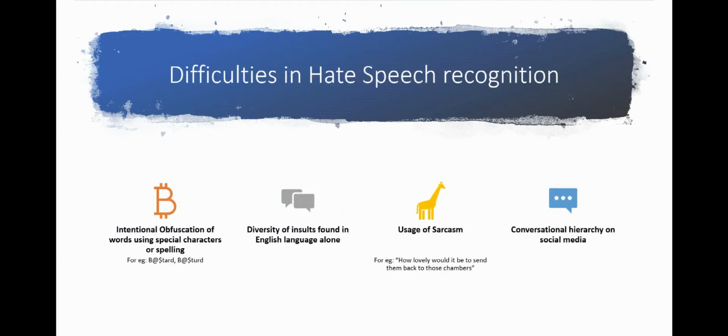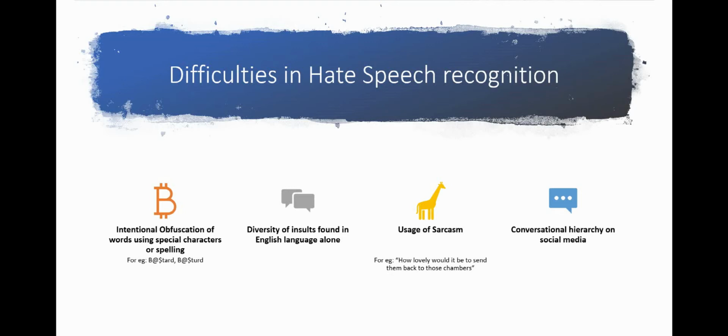Before we go into the results, we must mention the difficulties that we face while recognizing hate speech online or wherever, because there are some intentional obfuscations that are made. For example, the one shown here with the @ and $ sign, and like that. There are many other examples. There's a diversity of insults found in the English language alone, and if we want to consider other languages, there's a huge amount of data still needed for training models for the detection of hate speech.